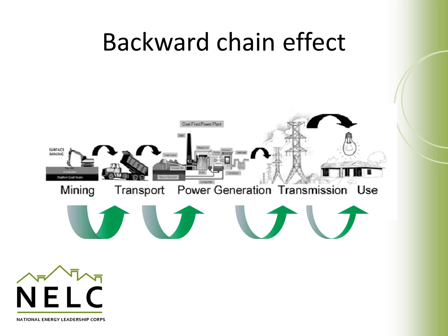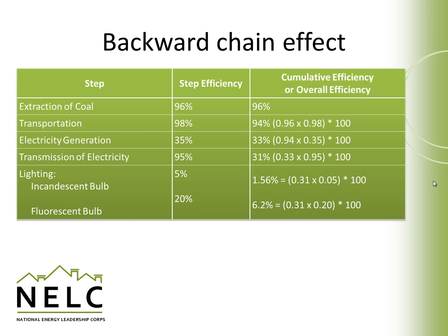So let's take a look at what this backward chain effect actually translates to and do some math. We talked about the extraction of coal being the first step, and that's a fairly efficient process. We're pretty good at that. Transporting it is also a fairly efficient process, but electrical generation itself has some efficiency losses, as does the transmission of electricity and ultimately the way we use it. You can see here an incandescent light bulb has an efficiency level of about 5%, whereas a fluorescent light bulb has an efficiency level of about 20%.